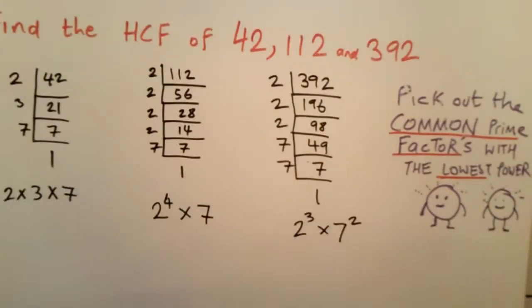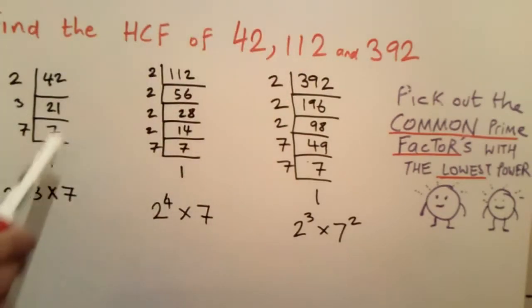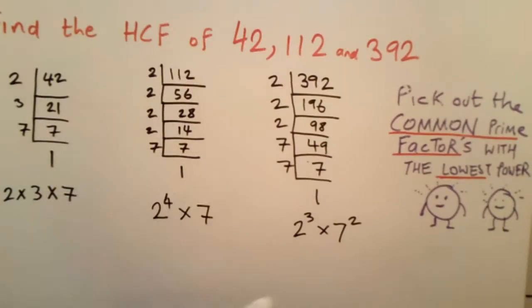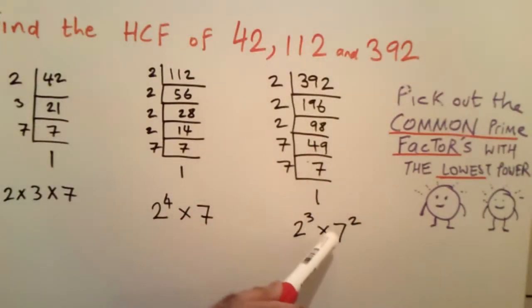Okay, let's do some more practice using some larger numbers this time. Let's find the highest common factor of 42, 112 and 392. Like in the previous example, we've worked out the prime factors of these numbers. So the prime factors of 42 are 2 times 3 times 7, and the prime factors of 112 are 2 to the power of 4 times 7, and the prime factors of 392 are 2 to the power of 3 times 7 to the power of 2.